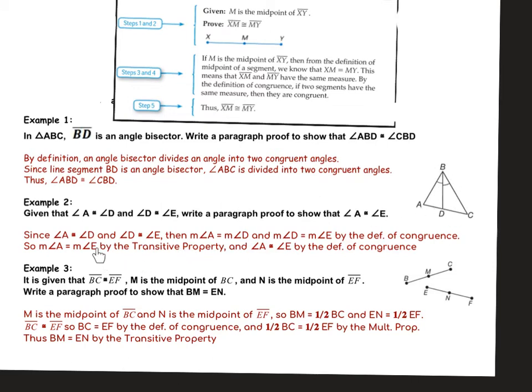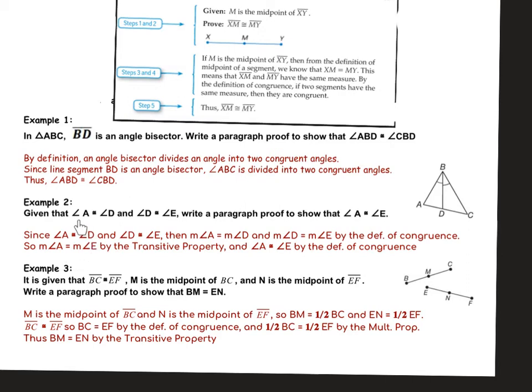It's its own question. So since angle A is congruent to angle D, and angle D is congruent to angle E, then the measure of angle A and the measure of angle D are equal to each other, and the measure of angle D is equal to the measure of angle E. So this just says if these two are equal to each other and these two are equal to each other, then their measures are equal to each other. So by definition of congruence, that means that angle A is equal to the measure of angle E.